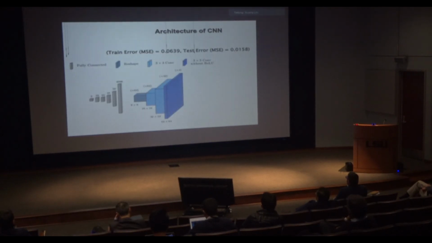So here is basically showing the architecture of the convolutional neural network. As you can see, on the left are the x, y locations of the shooting locations. Then on the right is the predicted fracture pattern, a 64 by 64 image. As you can see, this neural network includes a fully connected neural network, a reshape layer, and 3 by 3 convolutions, and a 3 by 3 convolution without activation functions. The training error is around 0.06, and the test error is around 0.01. So you can see we can achieve pretty good accuracy.